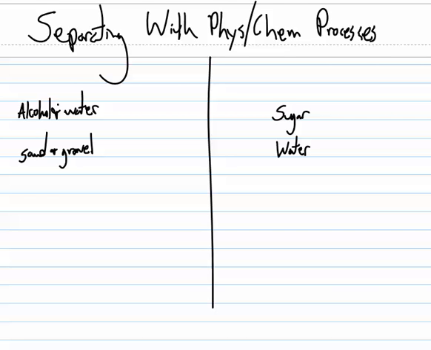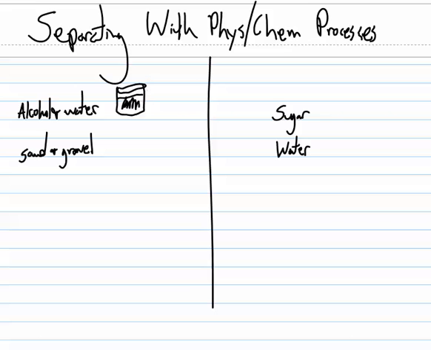Okay, you want to separate some things, and are you going to use physical or chemical processes, and which one will work to do what? So let's say, I'm going to start with this one, alcohol and water. So let's say you've got a container with a mixture of alcohol and water in it.